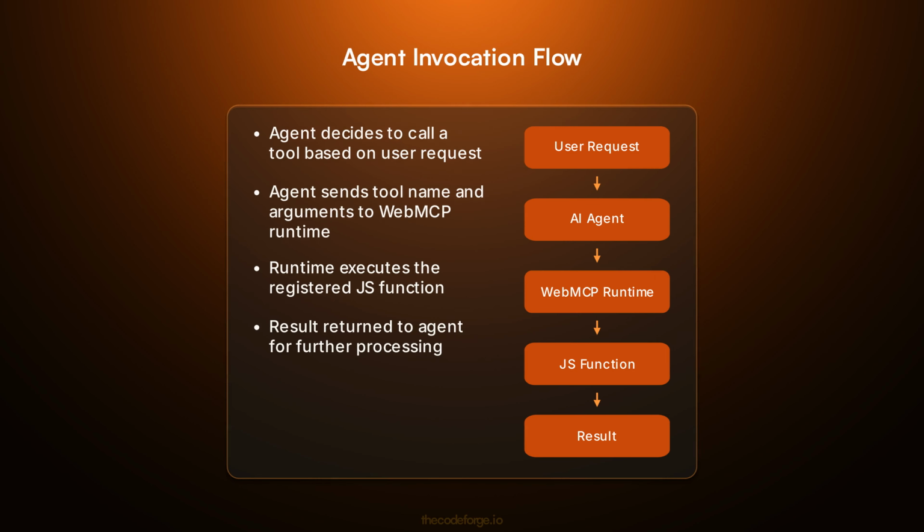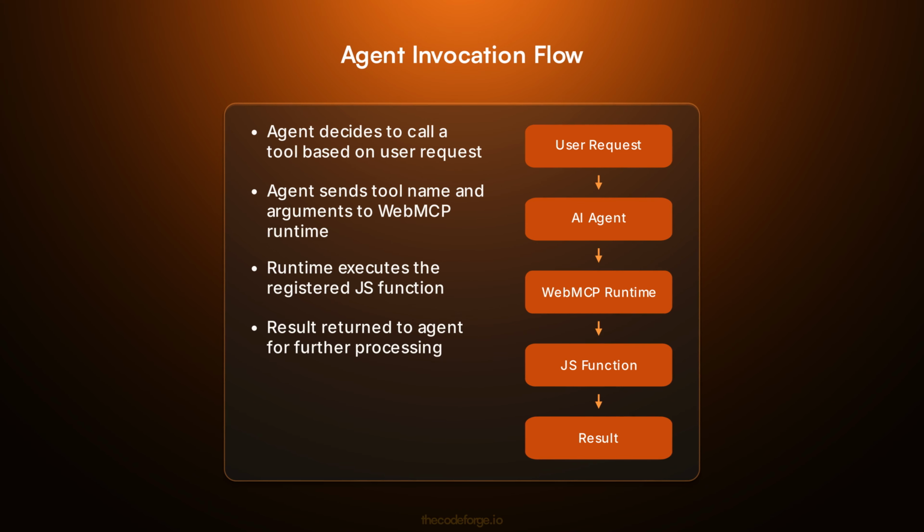When the AI agent decides a tool is needed, it sends the tool name and arguments to the WebMCP runtime. The runtime looks up the registered function, executes it with the provided arguments, and returns the result to the agent. The agent can then use that result to continue the conversation.